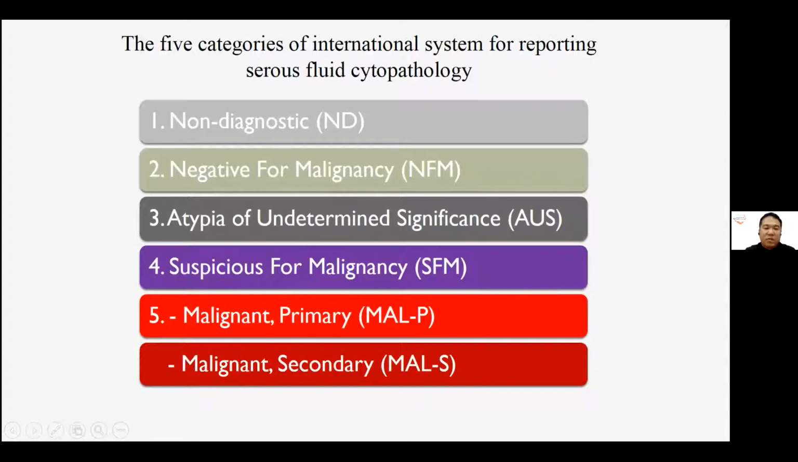First, we need to introduce how many categories are in this terminology system. We have five categories. As you know, first we have non-diagnostic, because we need to define what is adequate and what is inadequate. Second, we have negative for malignancy. Third, we have atypia of undetermined significance, so-called AUS. Just like in cervical Pap smears, we also report AUS. Fourth, suspicious for malignancy. And fifth, malignant, primary or malignant, secondary.